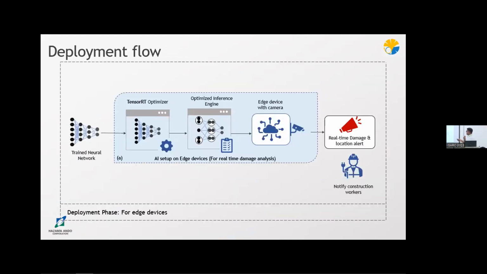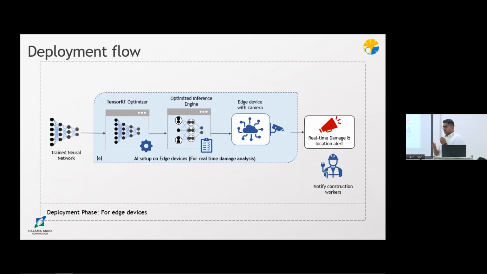Okay, so this is the interesting part, the deployment flow. We use an optimizer that optimizes our model, so that, let's assume, before it was performing at around 1 frame per second. By using this kind of optimization technique, we can make it perform at 10 frames per second with almost similar accuracy. And this can be done for multiple cameras at once. So this is a really interesting part.